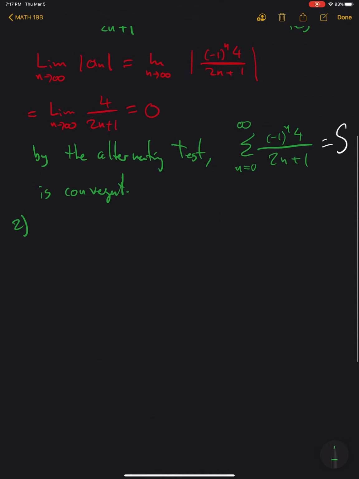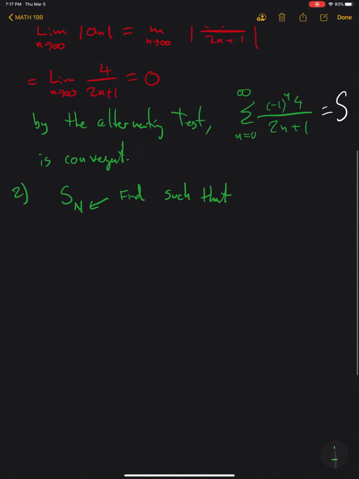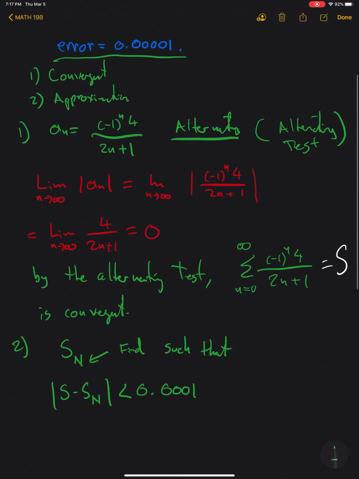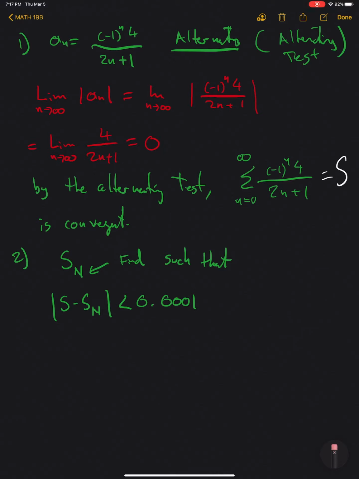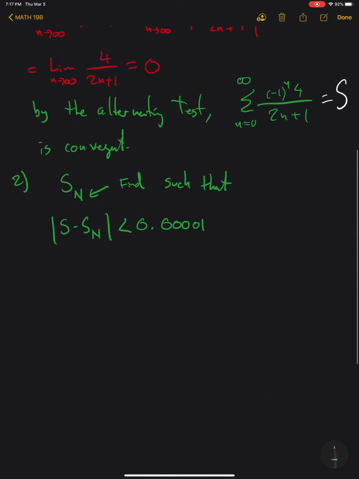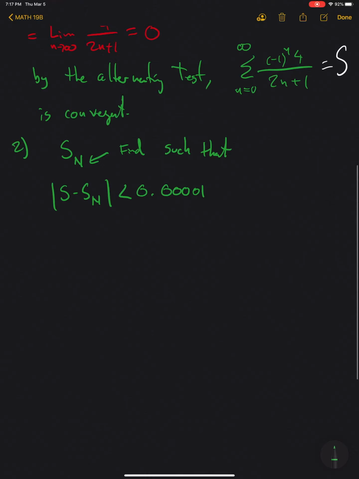In other words, now we want to find a partial sum. What we're looking for is a value for n such that the error between the approximation and the actual value is smaller than 0.00001. Sorry, I was missing a 0. We want this error to be within 0.00001. In other words, we want to find an error that is smaller than this number.